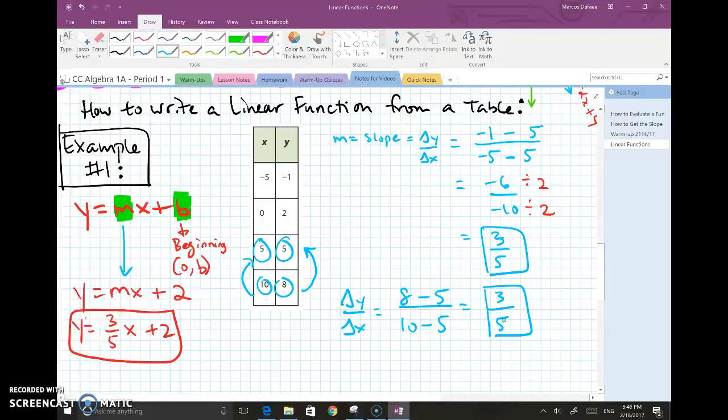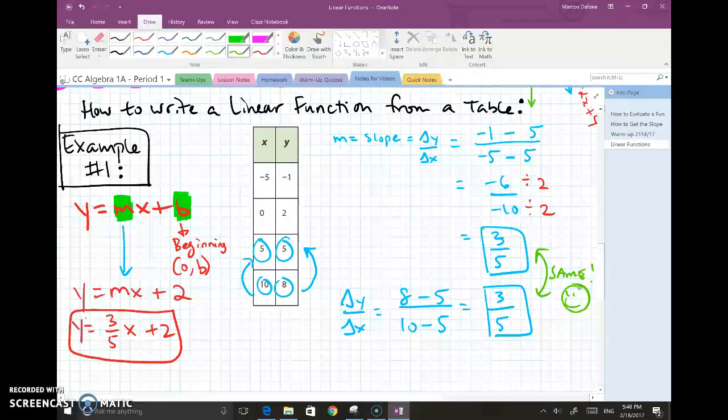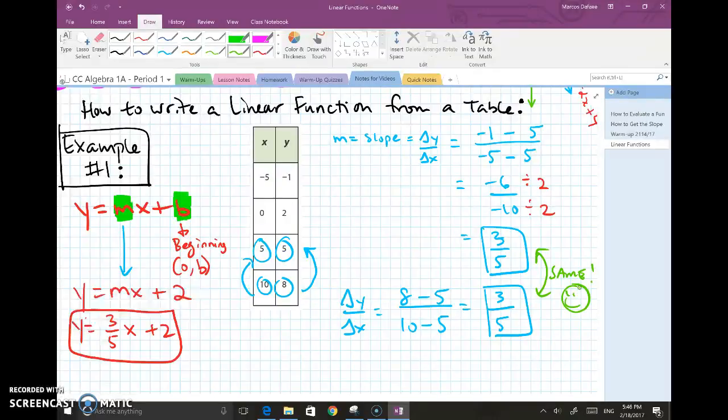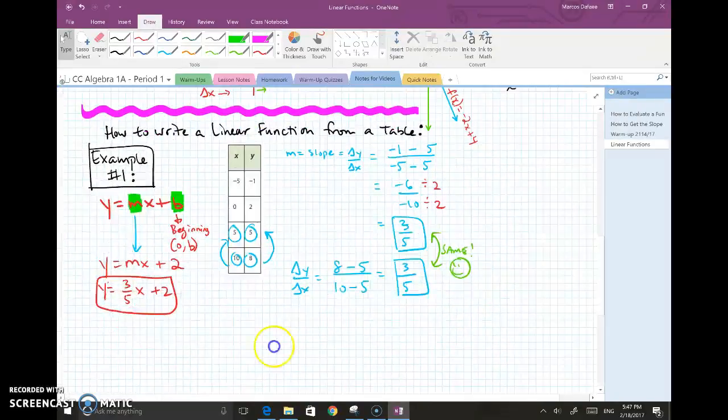And look at that. These are exactly the same as each other. And they are supposed to be. Okay? Again, for the same reason I explained earlier, all these are points that are along the same line. So the slope is supposed to be the same, no matter what. Okay? That's example 1.